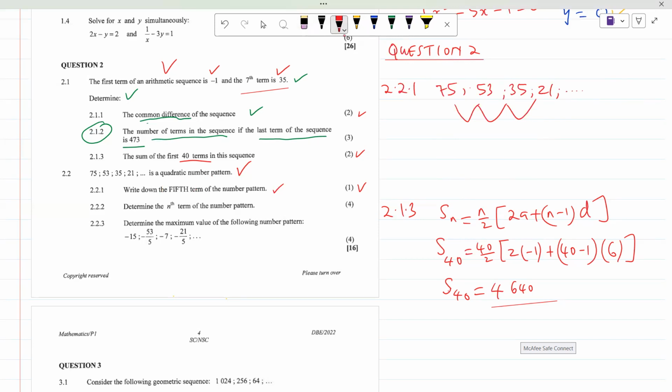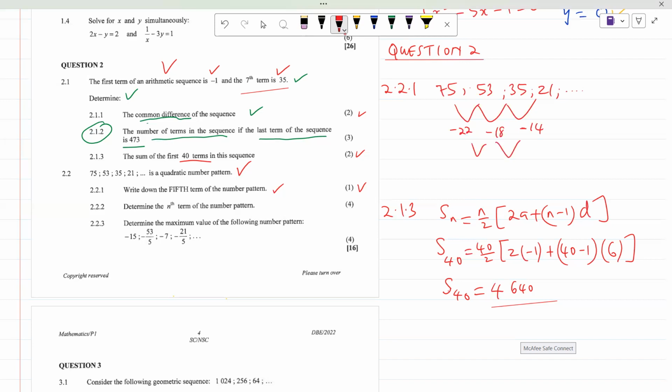The difference is 53 minus 75, right? And 53 minus 75 is what? It's negative 22. Well done. Minus 22. 35 minus 53? Minus 18. 21 minus 35? Negative 14. Well done.